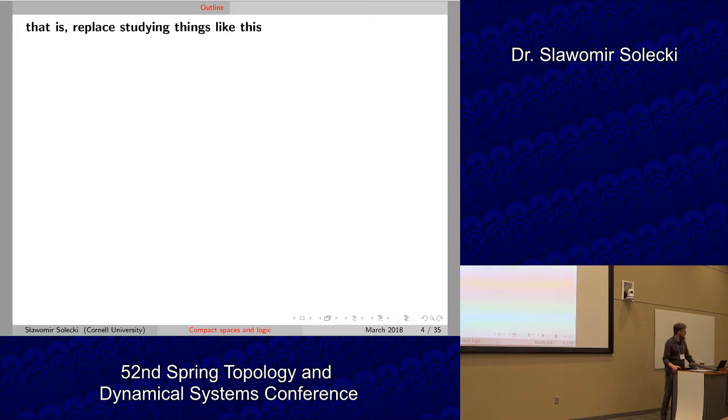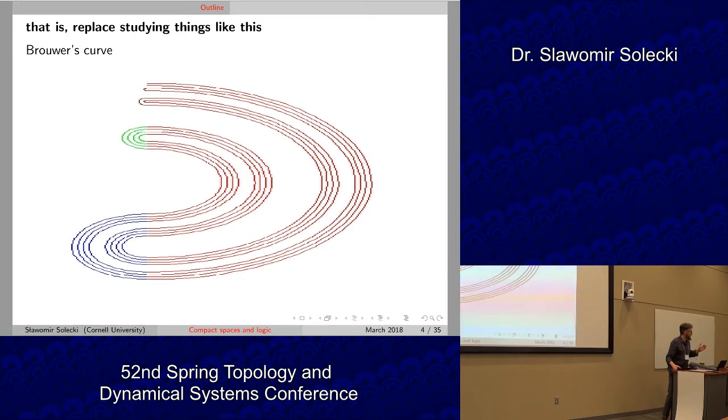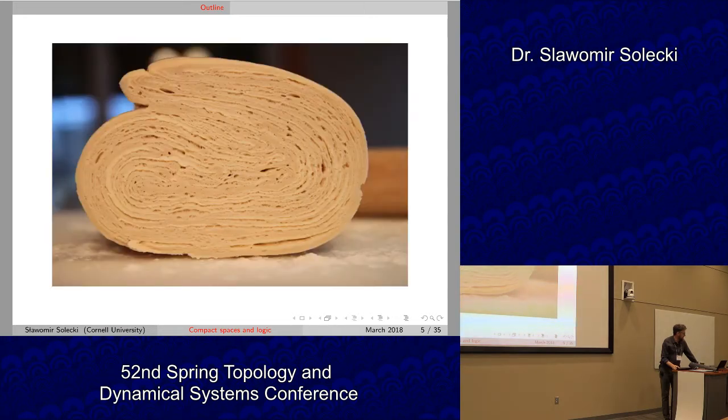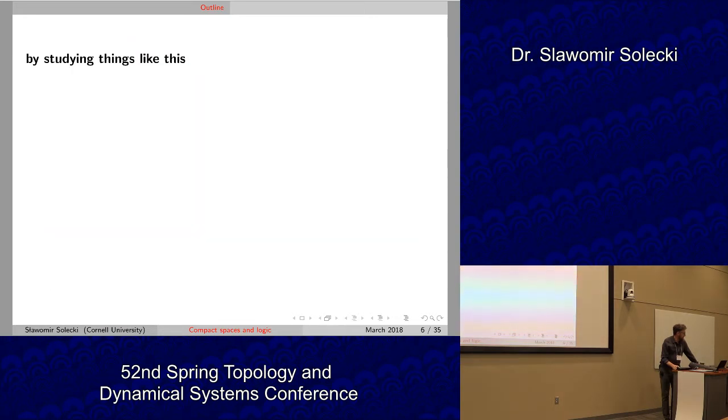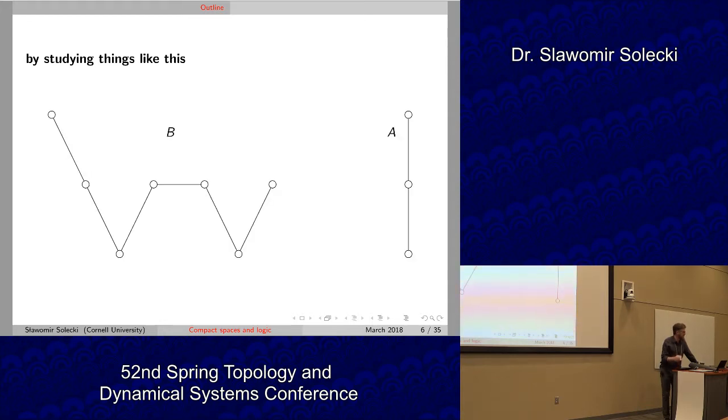Just to give a picture, in essence, it's replacing the study of things of this sort. You've got the Cantor set, and you have the semicircles up, and then smaller semicircles on the left-hand side. So this is real life. And we replace it with static things like this. These are just combinatorial little graphs.